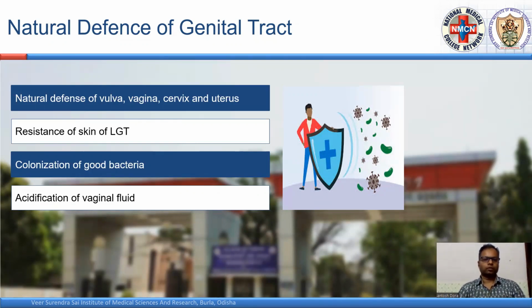And besides this, you see the vagina is colonized by Doderlein bacilli. Each bacillus secretes lactic acid and makes the environment acidic. This acidification prevents any pathogenic bacteria from growing inside the vaginal cavity, and of course, it also prevents any infection present in the vagina and vulva from ascending upwards.